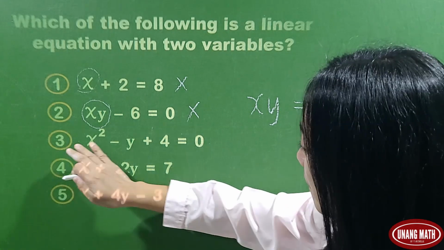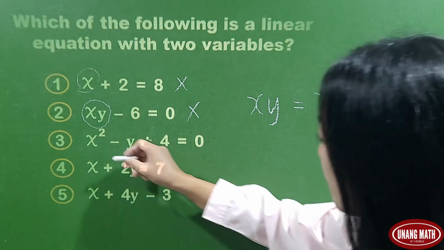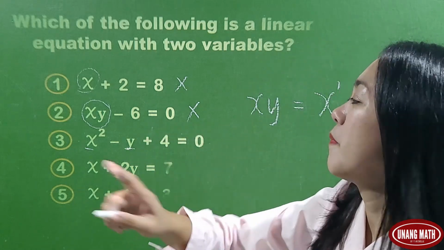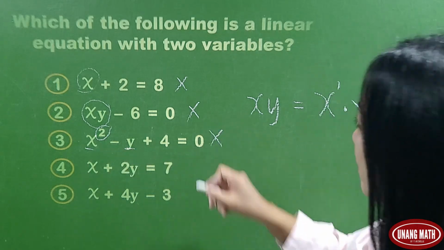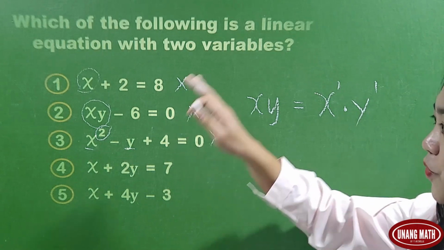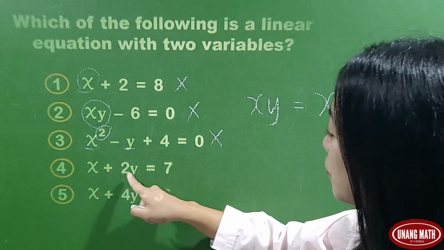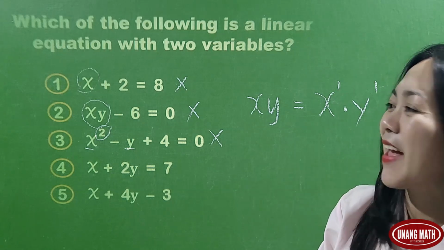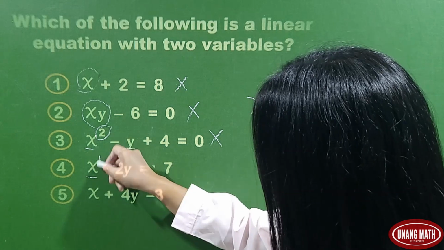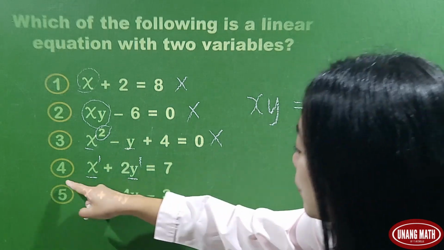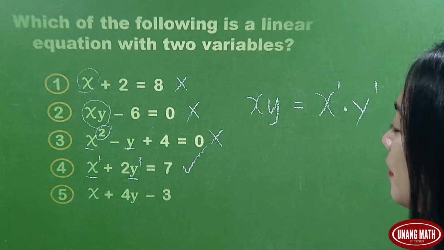Okay, what about number 3? x squared minus y plus 4 is equal to 0. Yes, we have two variables, but the exponent of x is 2, so this is not a linear equation in two variables. Moving on to number 4, we have x plus 2y is equal to 7. x is a variable, y is a variable. The exponent of x is 1, y is also 1. So this is a linear equation in two variables.